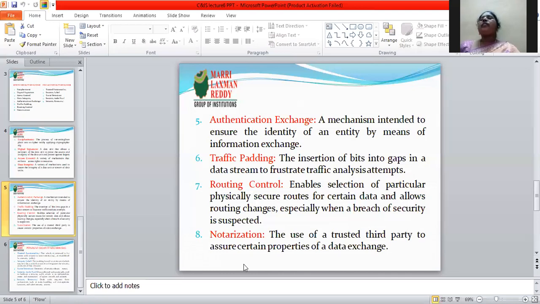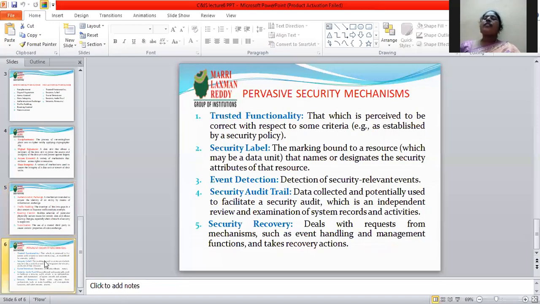And next one, finally, notarization. Notarization is nothing but the use of a third party to assure certain properties of a data exchange. This is also assurance of the security mechanisms. These 8 are specific mechanisms. It might be network protocol security. And next one, pervasive security mechanism.